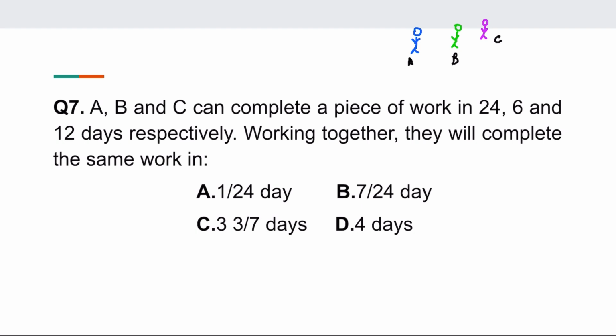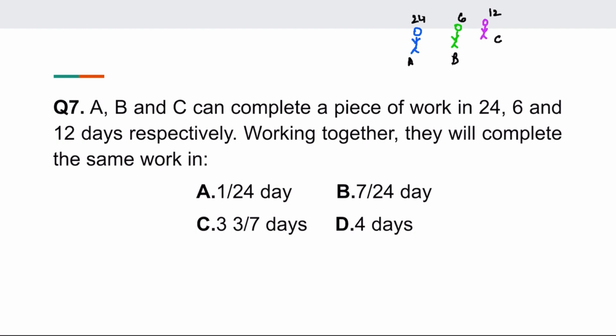Can complete a piece of work in 24, 6 and 12 days respectively. So it's 24, 6 and 12. So I suppose by seeing the data that B is very, very hardworking and A is the least hardworking. So I would say that, okay, I prefer C. I'm not being partial here, okay? So, okay, let's just continue.